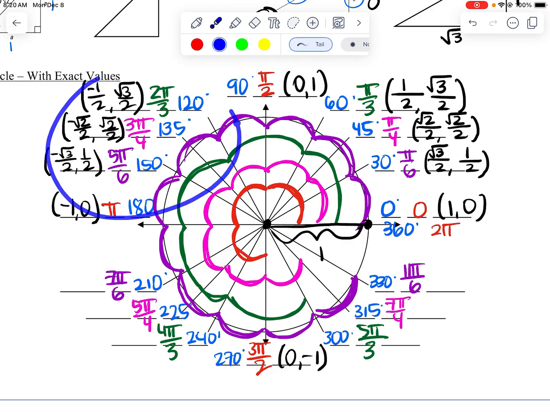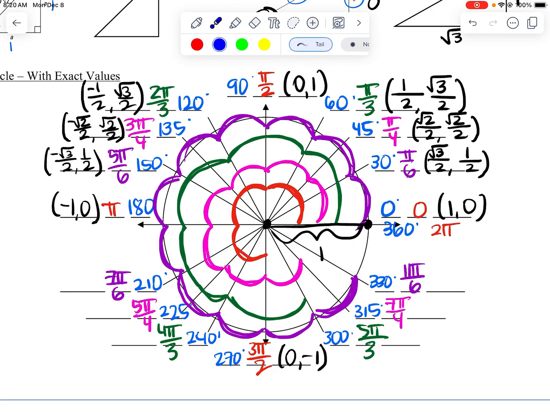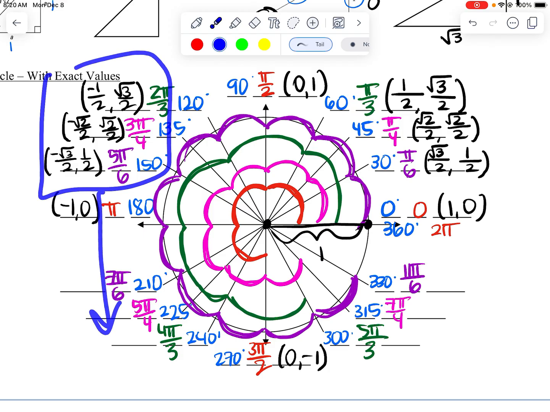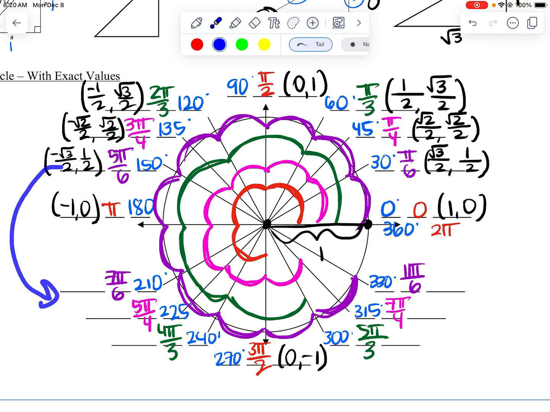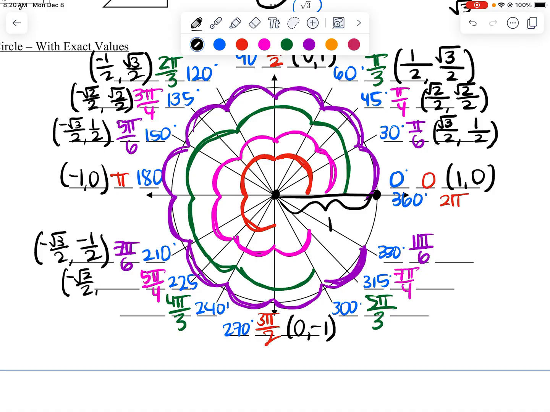So now when I go from this quadrant to this quadrant, they're both going to be negative. Now I'm not just moving down like the other one was. I have to reflect it because look, the first one is the pi over 6. So this will be negative square root 3 over 2, negative 1/2. Negative square root 2 over 2, negative square root 2 over 2. Negative 1/2, negative square root 3 over 2.